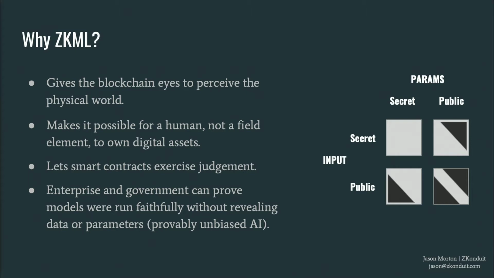Another way of interpreting it is that it lets smart contracts exercise judgment. That's a type of judgment: was I making this request? What was my intent? But they can do other kinds of judgment, like did someone perform the task they promised to perform for a DAO? So, smarter smart contracts. And then there are off-chain applications like proving that a model is unbiased. So I say I have a model for screening CVs, and I want to prove that it doesn't discriminate without revealing the model.